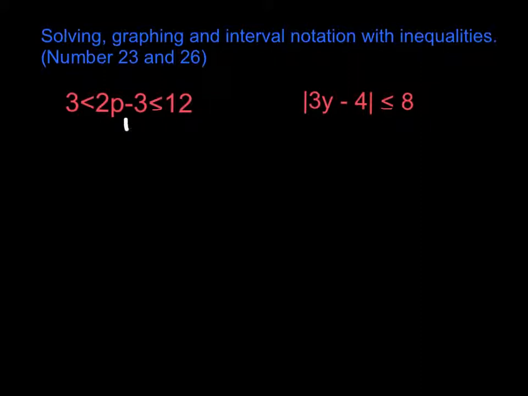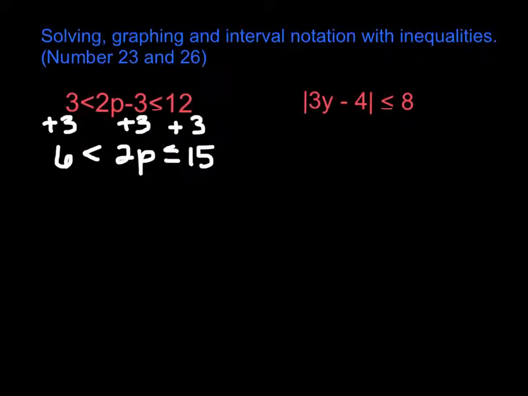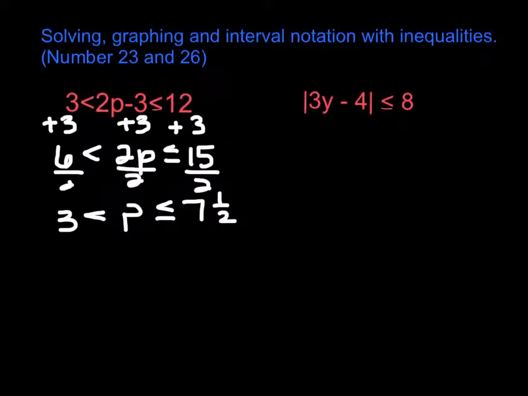So on this one, just go through and solve it. You can do all three parts at one time if you want to. That does not bother me. So you get 6 is less than 2p is less than or equal to 15. Then the last part you need to do on all three parts is divide by 2. So you get 3 is less than p is less than or equal to 7 1/2. You should go ahead and graph that.